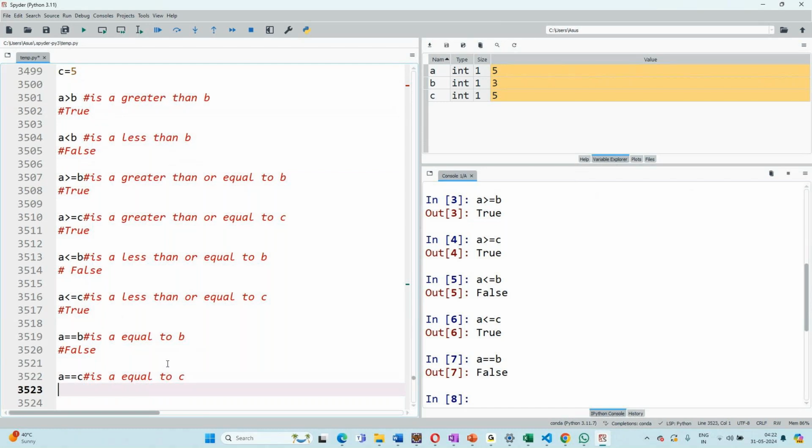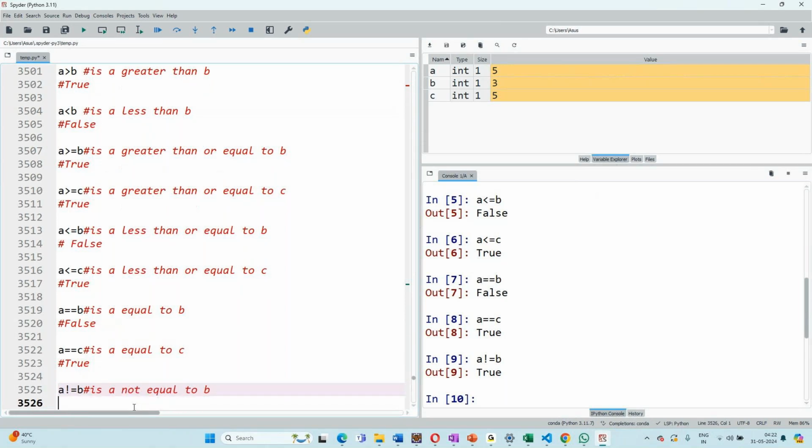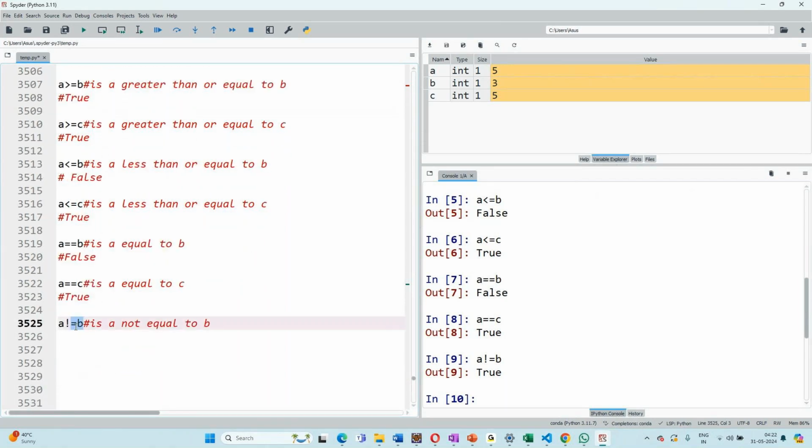So the answer is going to be true. Is A equal to C? The answer is going to be true. Right. And now you are asking, is A not equal to B? The answer is going to be true. Why is the answer true? Because A definitely is not equal to B.